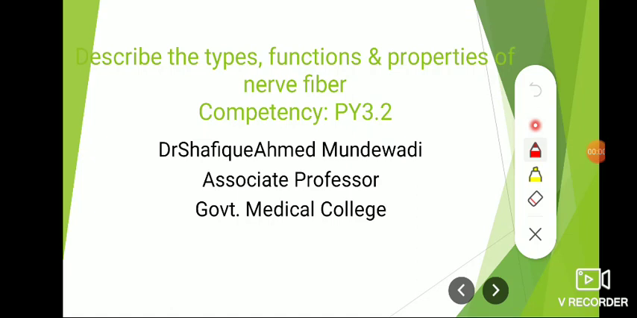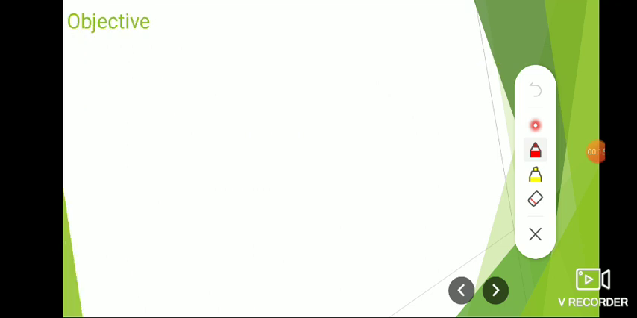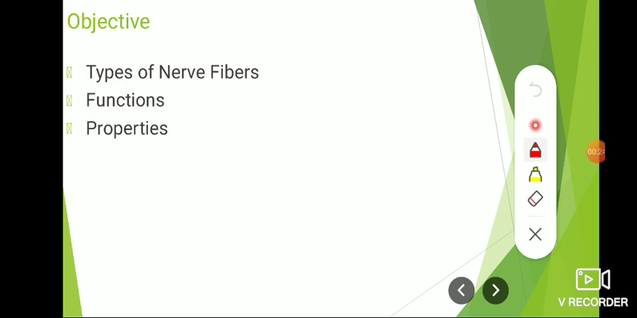Dear students, today we'll discuss physiology of nerve fiber. It is as per NMC competency PY 3.2: describe the types, functions and properties of nerve fiber. So the objectives of today's talk are types of nerve fibers, functions and their properties.